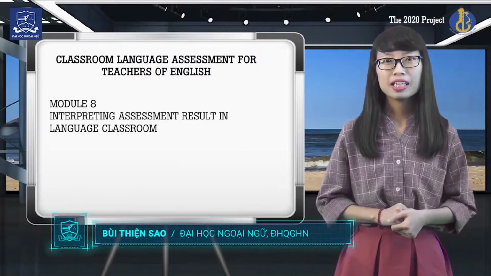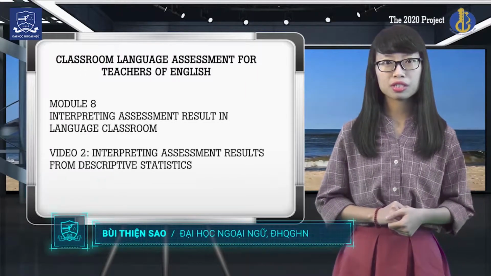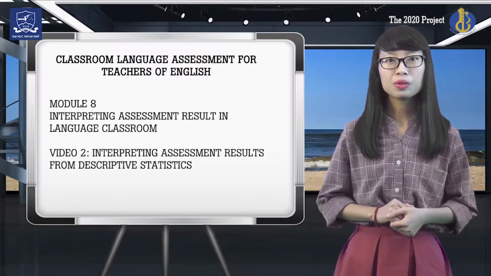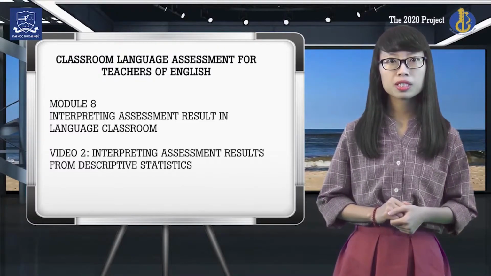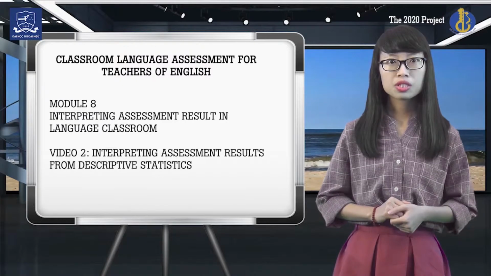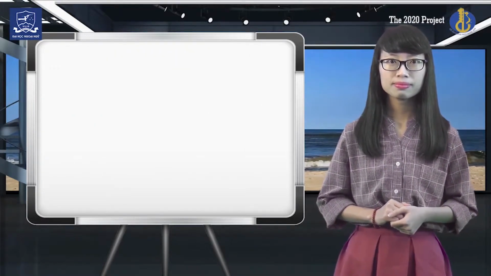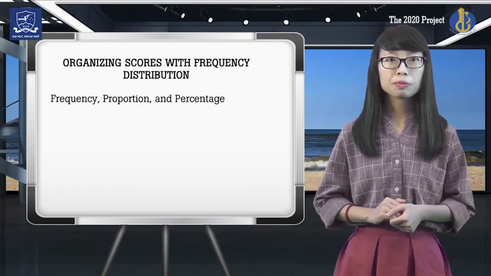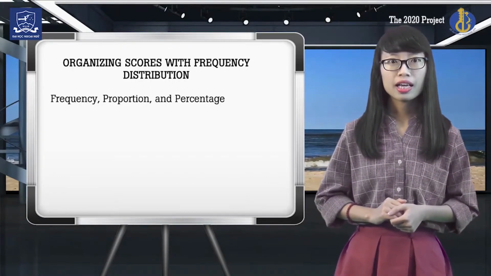Hi everyone! In the first video, we talked about frameworks of reference for interpreting test scores. In this video, we will discuss how to explain assessment results from descriptive statistics, which is mainly concerned with summarizing data. Firstly, I will introduce very basic concepts of frequency distribution, which are frequency, proportion, and percentage.